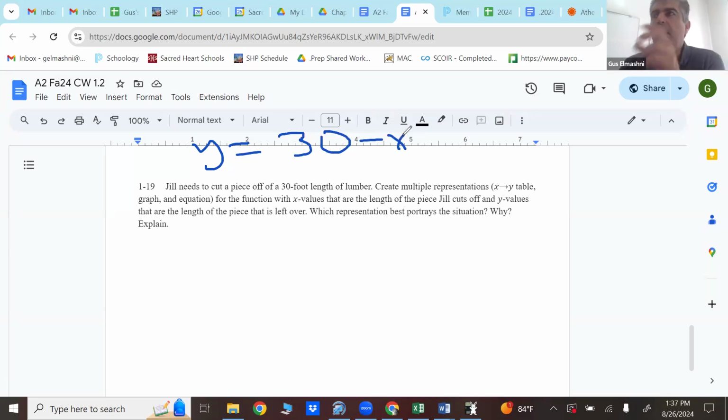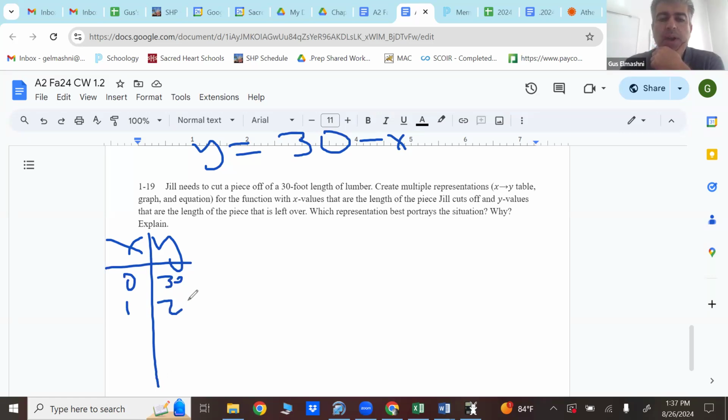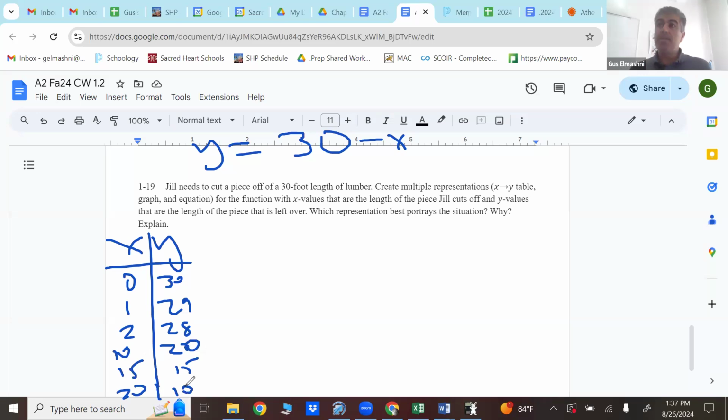So just being hypothetical, if you made a table, actually, that's what we probably should have done. If you cut off nothing, you have 30. If you cut off 1, you have 29. Cut off 2, you have 28. Cut off 10, you have 20. If you cut off 15, you have 15. And so forth. Or cut off 20, you have 10. So hopefully 30 minus x makes sense because you're taking away from 30. So I have an equation, check. I have a table, check.